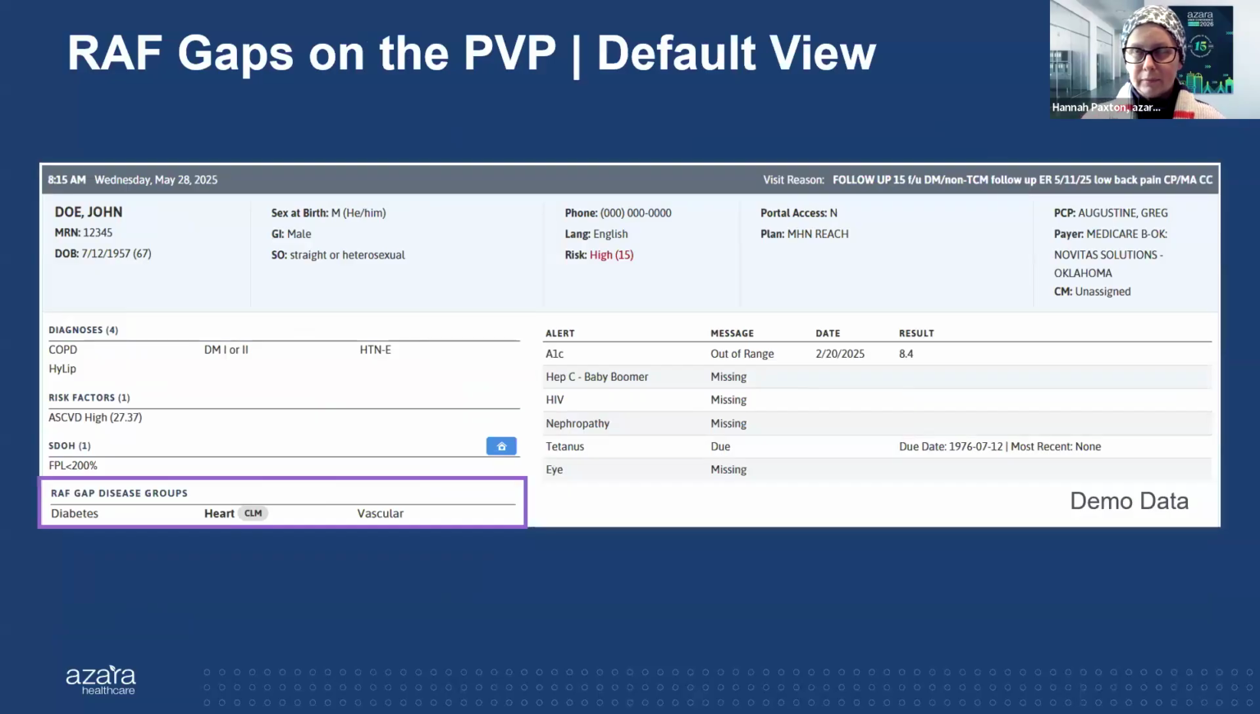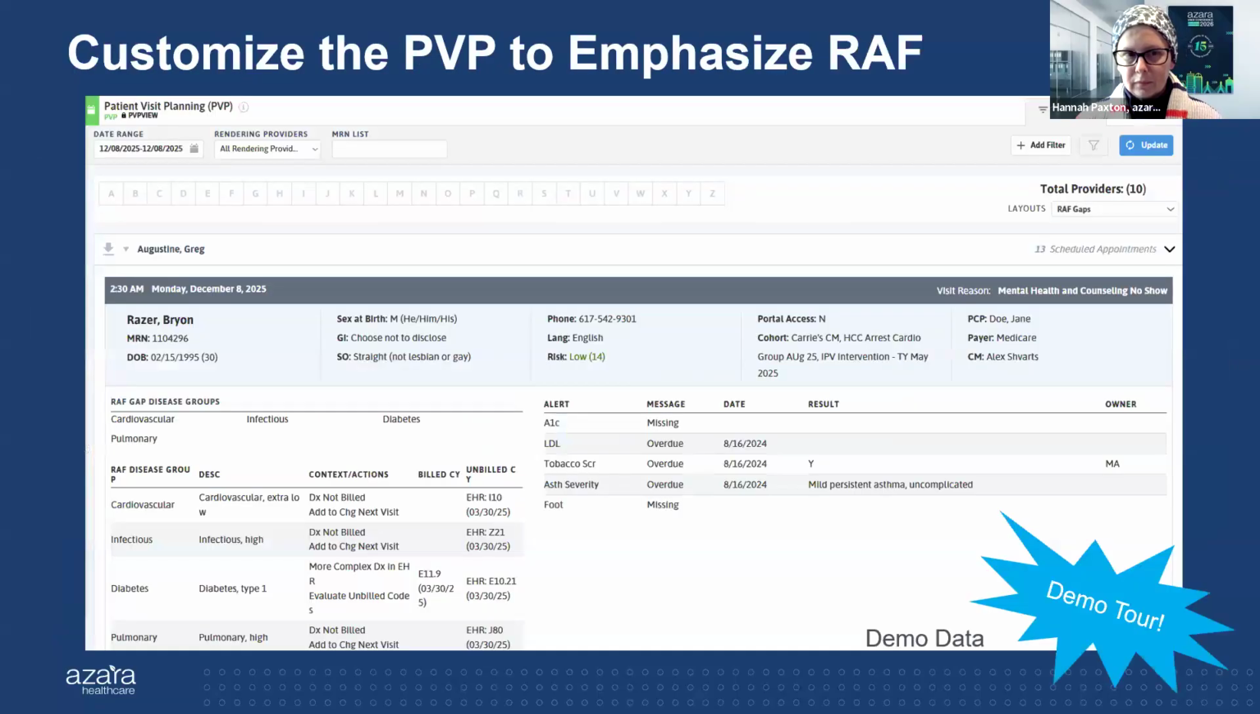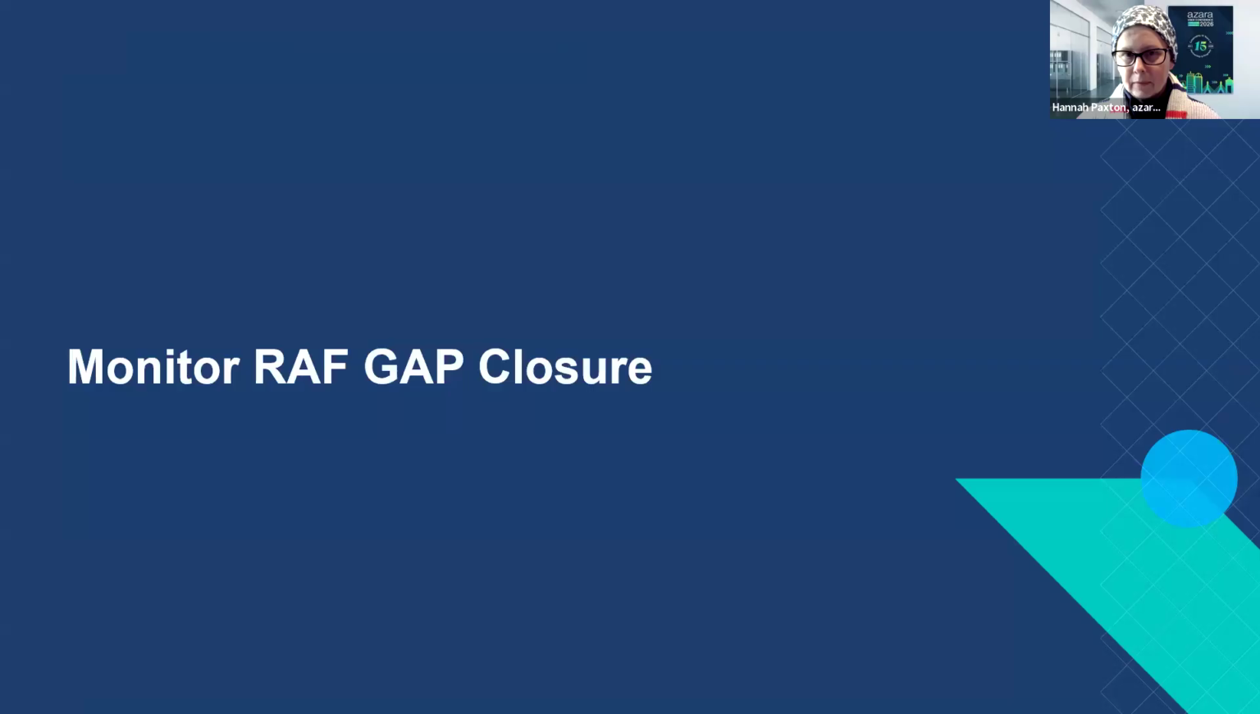Prior to the release of the last Drives update, you could see the RAF gap disease groups, which is good information, but it wasn't really actionable. But now this has been built out to include those codes so that providers can take more focused action on closing those RAF gaps. What can you do with this information?